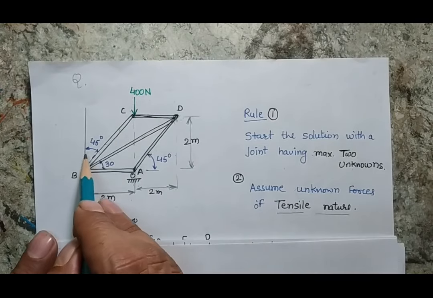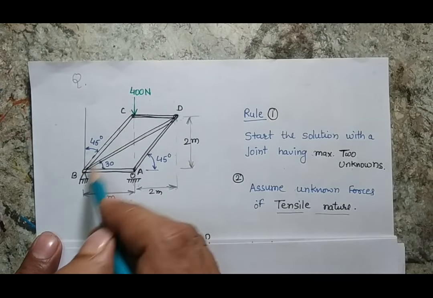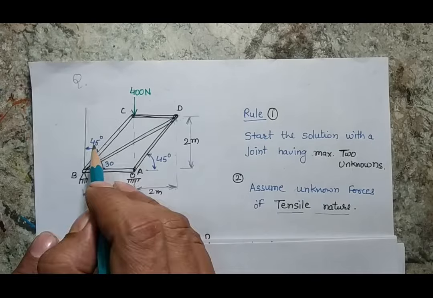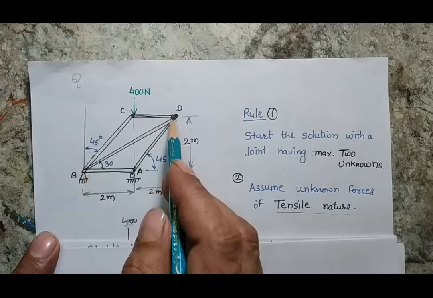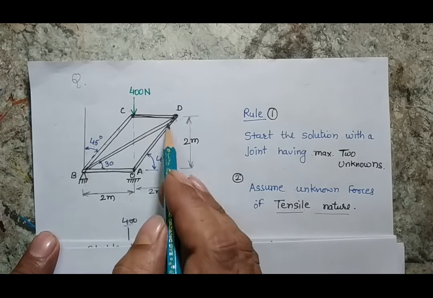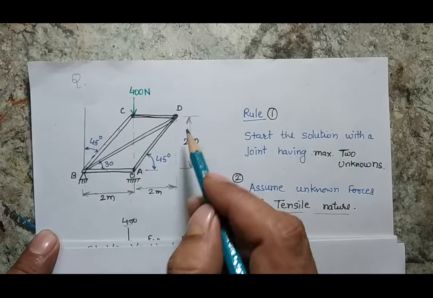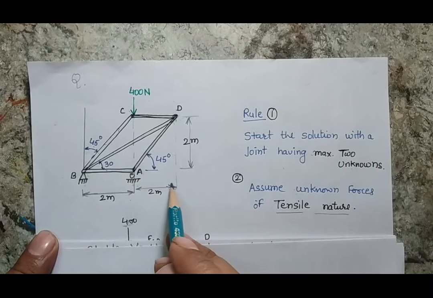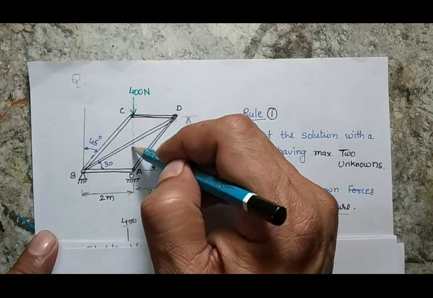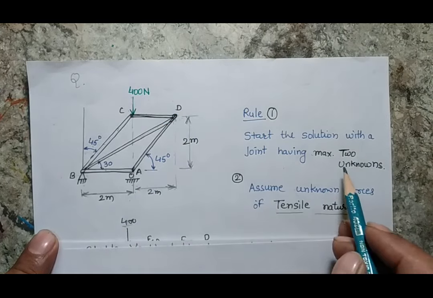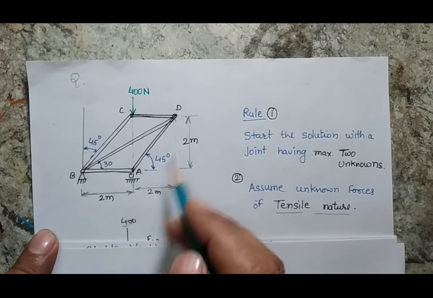Here the angles are given: the bar or member BC makes an angle of 45 degrees from the vertical, and this diagonal member BD makes an angle of 30 degrees. This member also makes 45 degrees, and all the distances are given. This is 2, here also 2, and here also 2. Basically the force is passing through this point. And what is asked? It has been asked to find the forces in all the members.